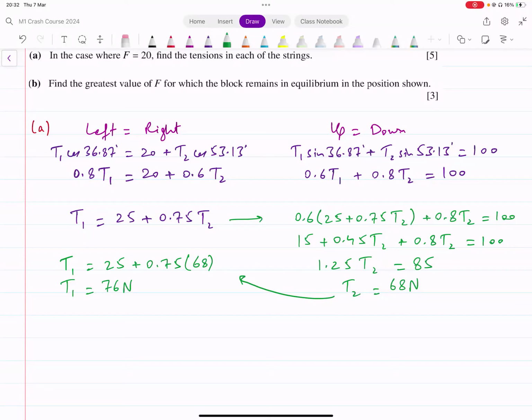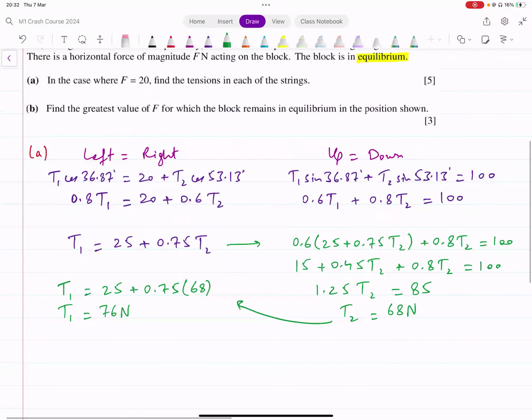Make sense? Yes, sir. Any problem with this? Any questions, anyone? No? No, sir.